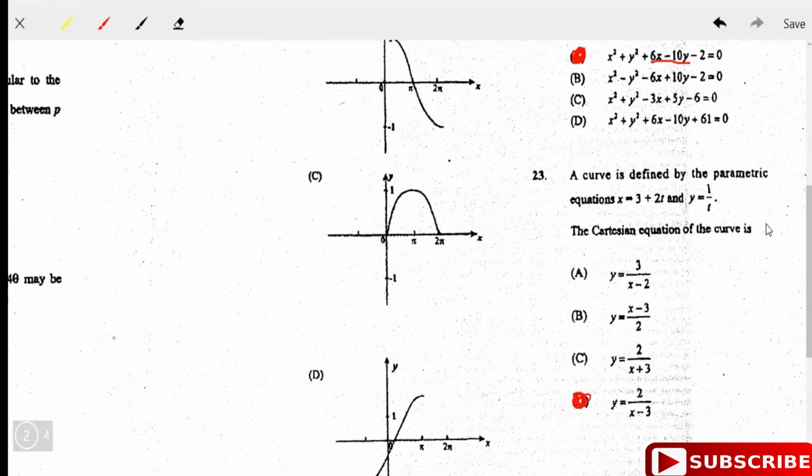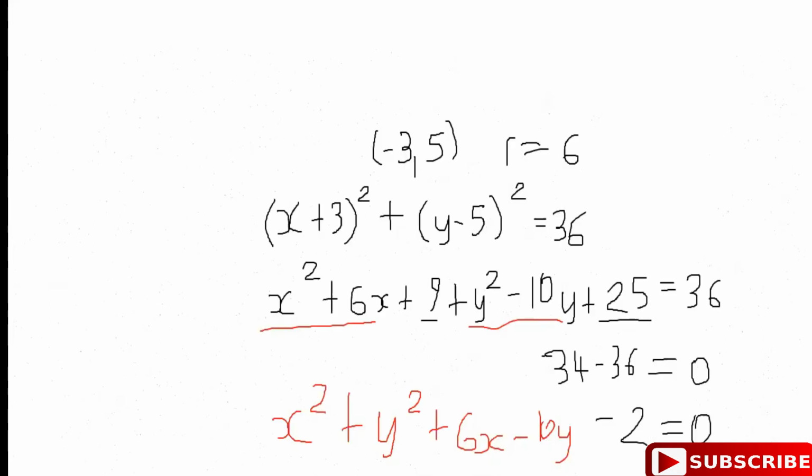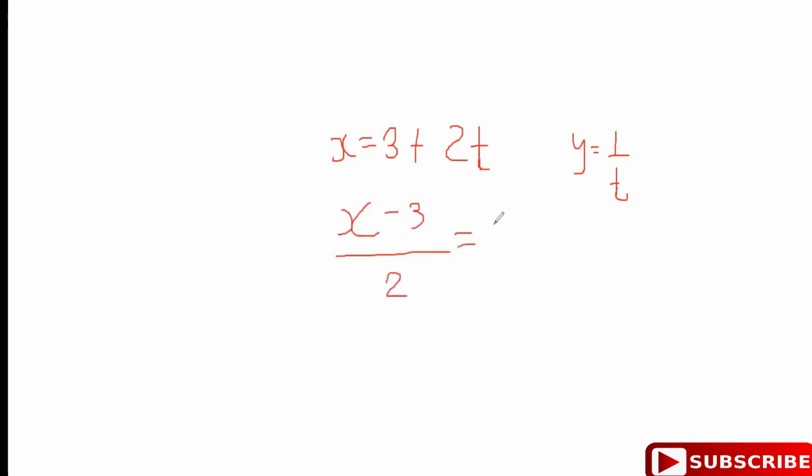So all we had to do was make t the subject from any one of them and then substitute into the other equation. So let's say we wanted to do it. Just to refresh our memory, x is equal to 3 plus 2t, and they said y is equal to 1 over t. We can use x and make t the subject. So right here we get x minus 3 over 2 is equal to t. And so we can plug t into this equation.